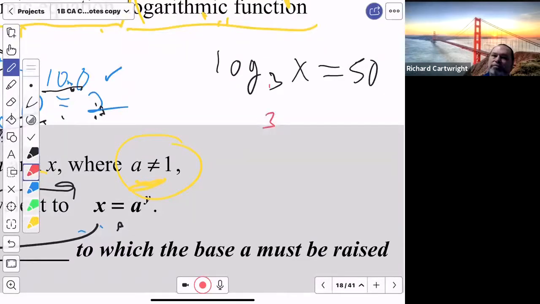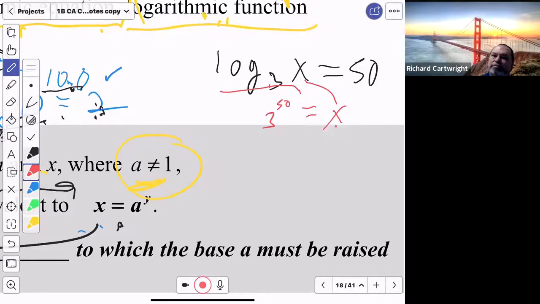What was the answer to this log? It has to be an exponent. 3 to the 50th. What was the problem? It became the answer, x. Oh, 3 to the 50th is x.